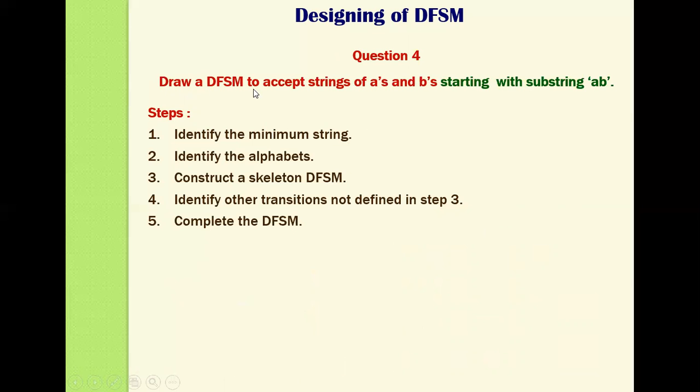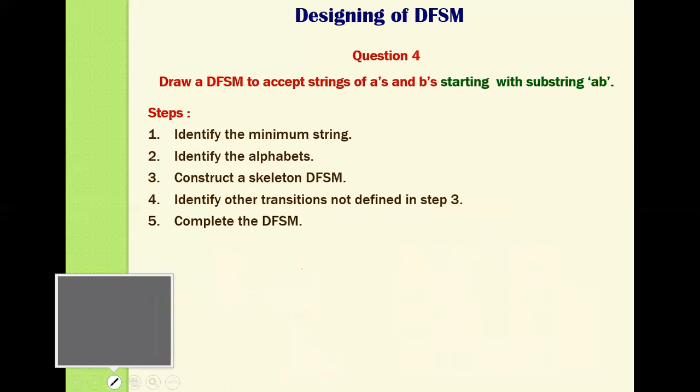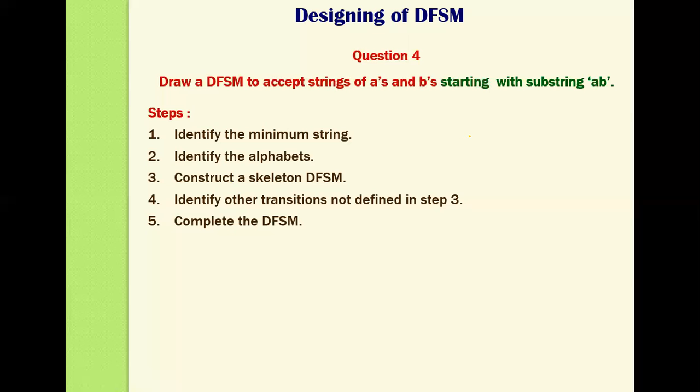Draw a DFSM to accept strings of A's and B's starting with the substring AB. Starting with the substring AB means I have to start with A followed by B, and then I can have anything else. So my minimum string is AB, and then I can have anything else. Let's say A, B, anything later. But it must start with A followed by B.